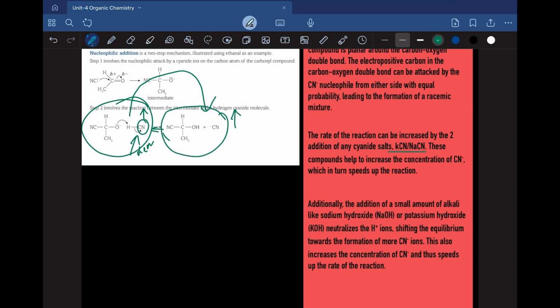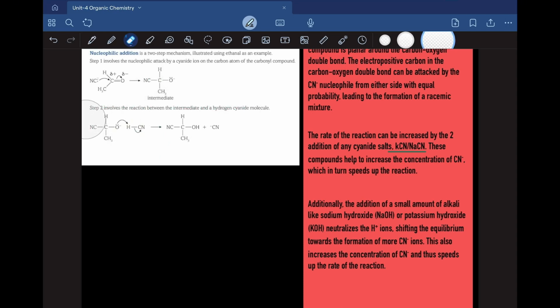If you add cyanide salts, that means there is more reactant, and at that time the equilibrium will shift to the right, which will lead to the formation of more and more products. So basically this will speed up the reaction as well, because we know that as the concentration of the reactant increases, the rate of the reaction increases, right? As the concentration of the reactant has increased, the rate of the reaction will increase, because more and more cyanide salts will react with this one. So basically this will increase the rate of the reaction.